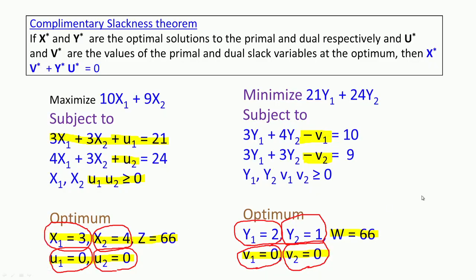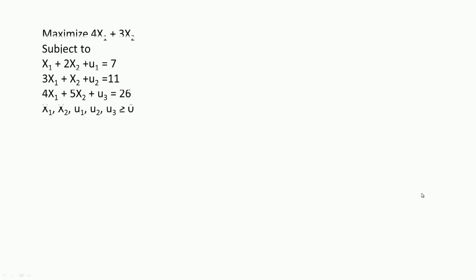We will now move on to another example to understand a little more about the complementary slackness theorem and its usefulness. So, we look at another linear programming problem, this time with 2 variables and 3 constraints. Maximize 4x1 plus 3x2 subject to x1 plus 2x2 less than or equal to 7.